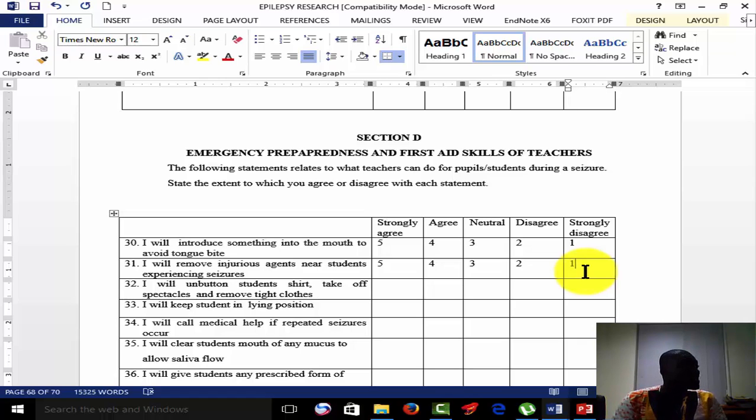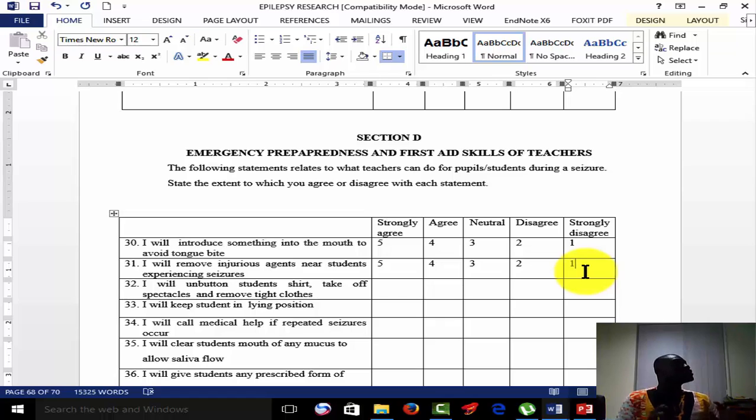When we asked him the first question, I will introduce something into the mouth to avoid tongue bite, because he's a mathematician, this is not an equation. So he says neutral. He doesn't know anything about it. Then the second one, I will remove injurious agent near subject. Again, this one is not tan theta or cos theta, so again he is neutral. At the end of the day, how much does Mr. Ajin score? 6.